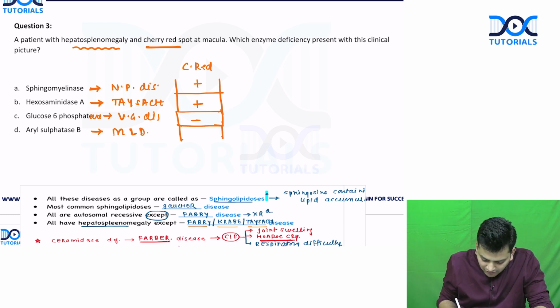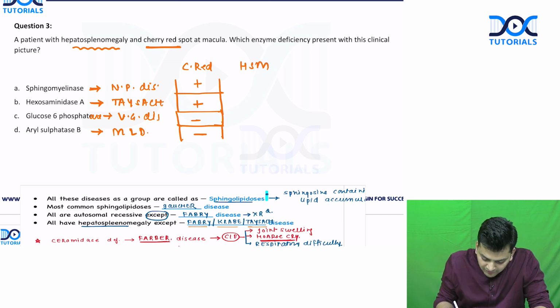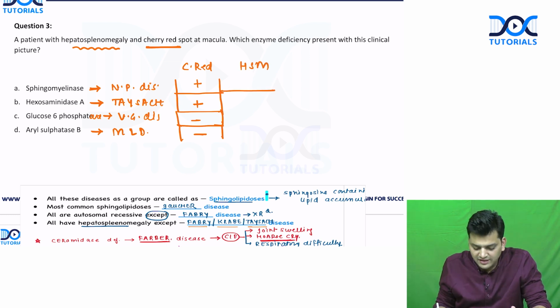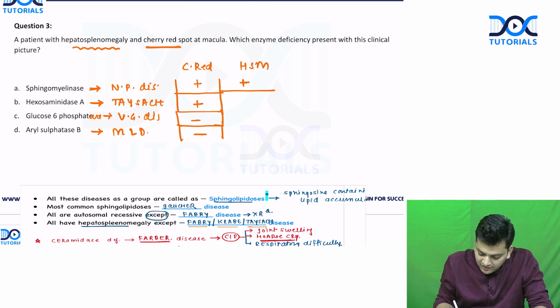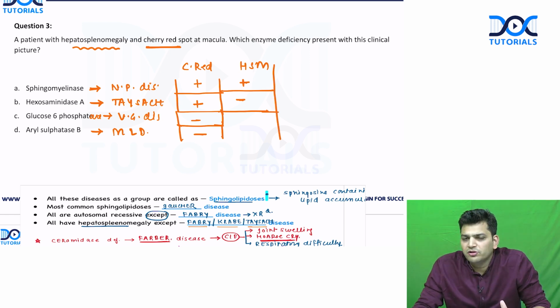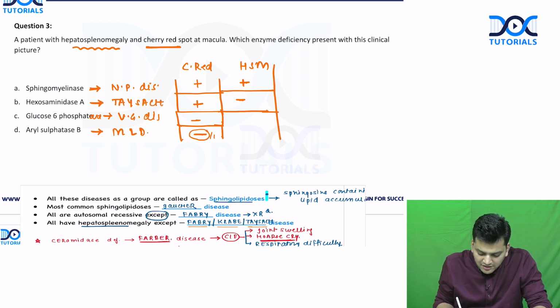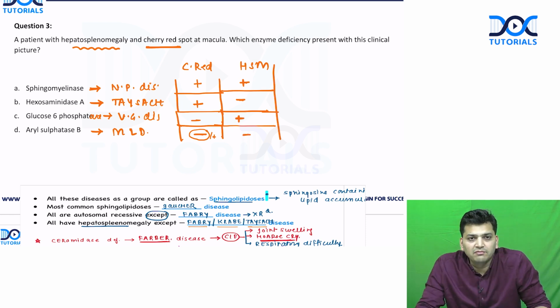That is again not going to have the cherry red spot. Now, when it comes to the hepatosplenomegaly, sphingomyelinase deficiency, that is Niemann-Pick disease, yes, it will have the cherry red spot with hepatosplenomegaly. In Tay-Sachs, we don't have. In aryl sulfatase deficiency, the metachromatic leukodystrophy, we might have the cherry red spot. Mostly we don't have, but we might also get sometimes. But that is not going to have the organomegaly. In glucose 6-phosphatase deficiency, we have hepatosplenomegaly, but we don't have the cherry red spot.